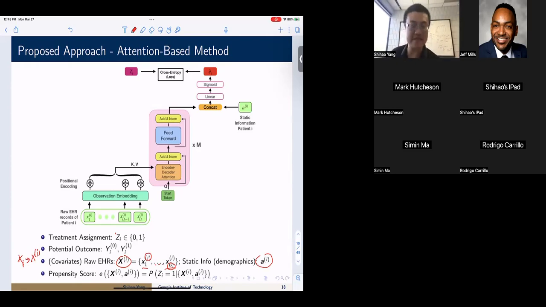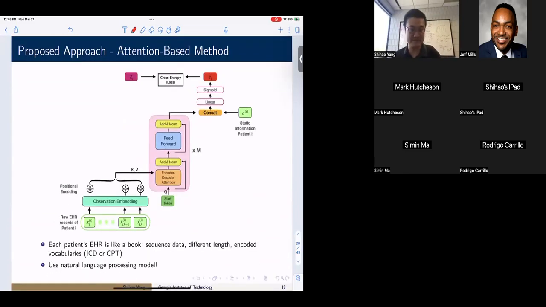Mathematically, what I'm trying to do is build a model that depends on the entire sequence data, x_i1, x_i2, all the way to x_i,d_i, together with the demographic variables. That is the propensity score: the probability of treatment assignment equals 1, conditioning on all your past available electronic health records. I want to give an analogy before you get intimidated, because it inspired my method. Think about each patient's EHR as a book. It's sequence data at the end of the day. If I toss aside all my medical knowledge, I am reading a booklet of this patient.